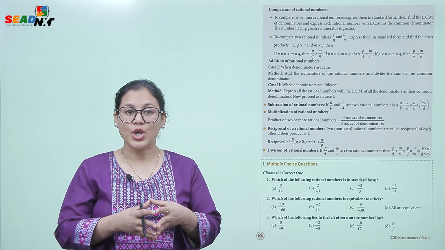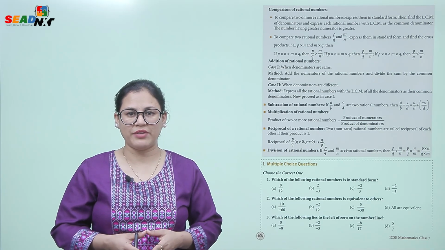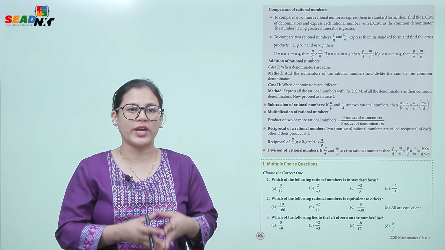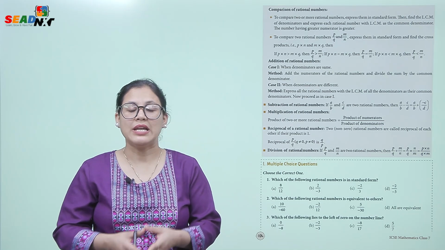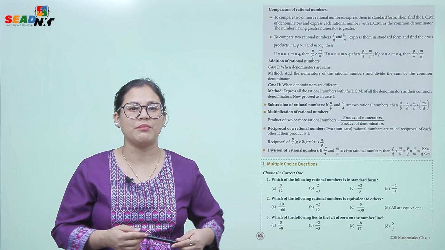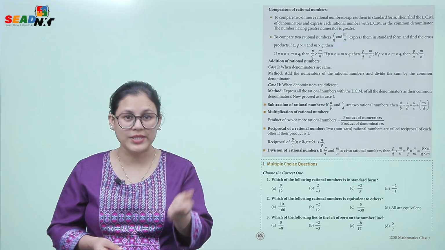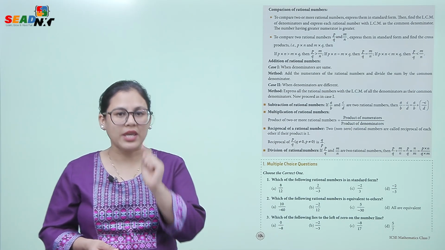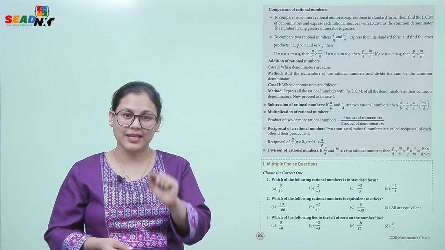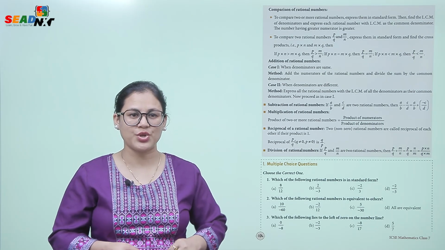To compare two rational numbers p by q and m by n, express them in standard form and find the cross product, that is p into n and m into q. Then if p into n is greater than m into q, then p by q is greater than m by n. If p into n is equal to m into q, then p by q is equal to m by n. And if p into n is less than m into q, then p by q is less than m by n.